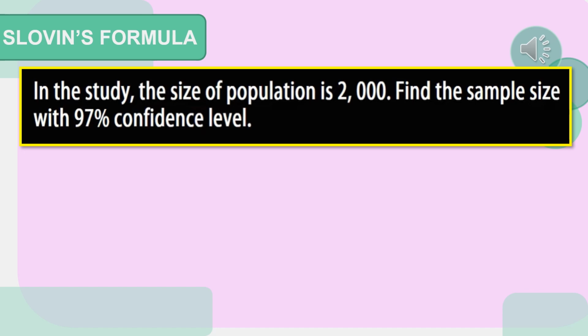Now for our next example, in the study, the size of the population is 2,000. Find the sample size with 97% confidence level. So what is the number of population or big N? 2,000. Then if you have a 97% confidence level, then your alpha level is 100% minus 97%, which is equal to 3%. Therefore, if you divide 3 by 100, you will get 0.03. So that's our alpha level.